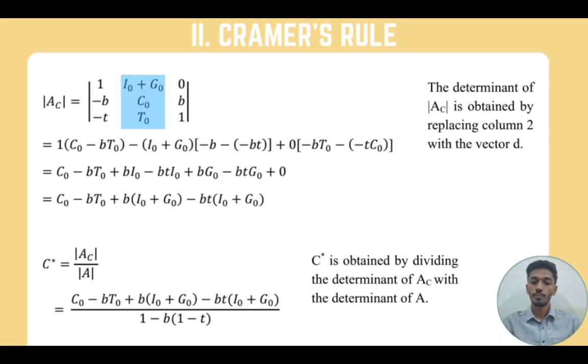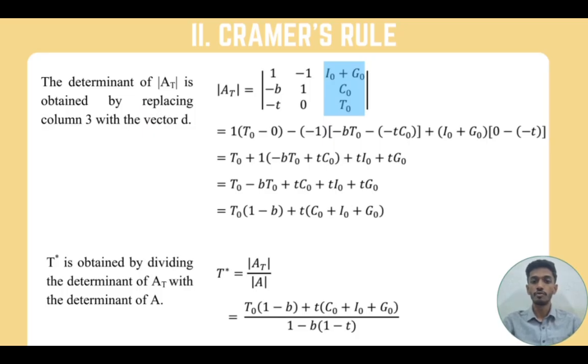And in order to compute the value for C star, we take the determinant for A_C and divide it by the determinant of A, and we obtain the value of C naught minus B times T naught plus B times I naught plus G naught minus BT times I naught plus G naught. The whole thing will be divided by 1 minus B times 1 minus T.